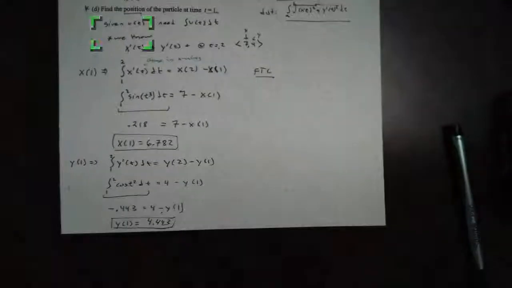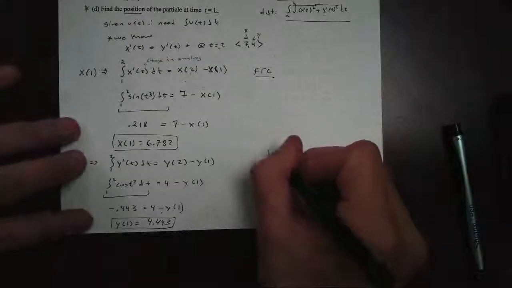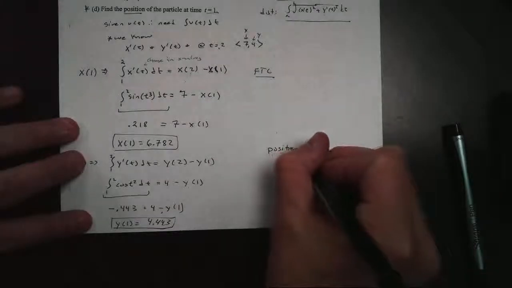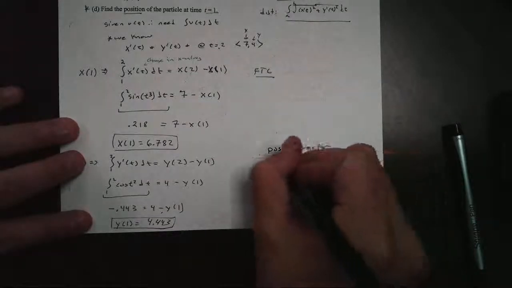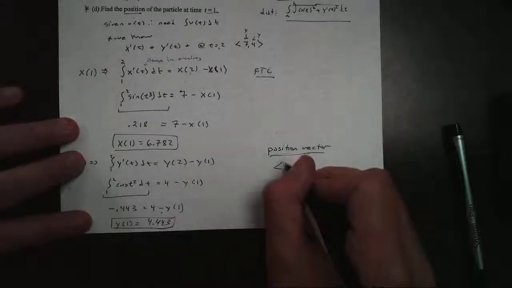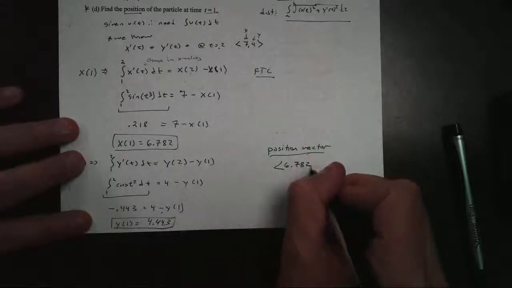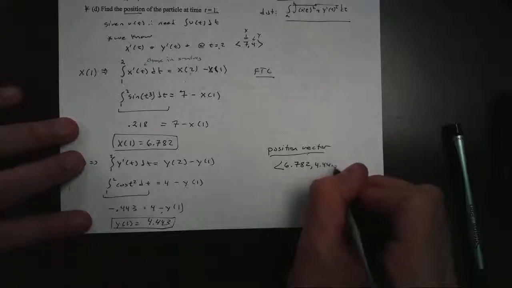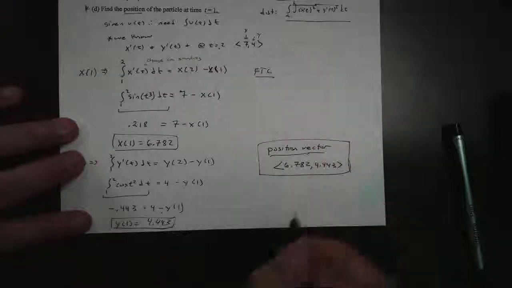Whoops. And let me go and turn on my light here again. There we go. So we're going to write our answer as a vector. So to get our position vector, use your chevrons because we're talking about a vector. 6.782, 4.443. And there's your position vector.